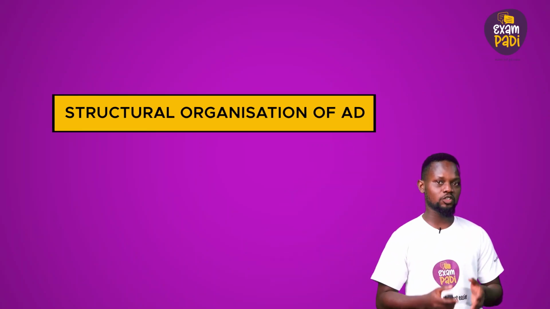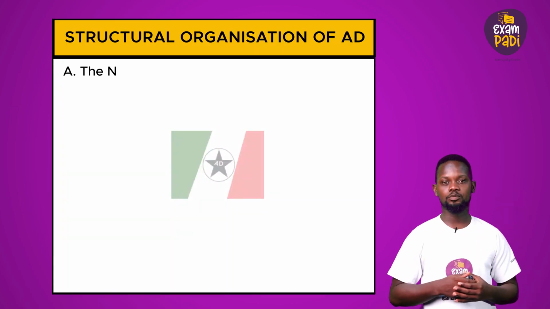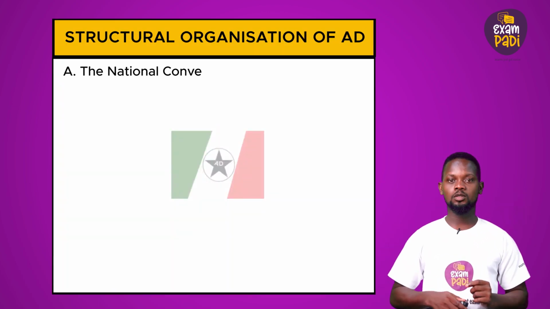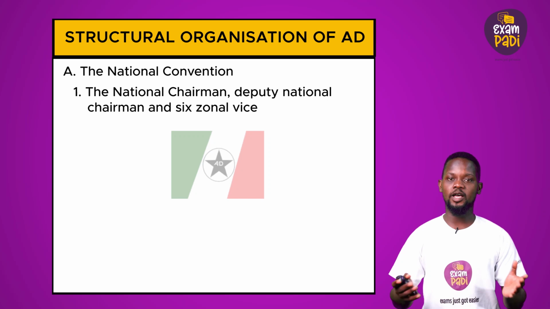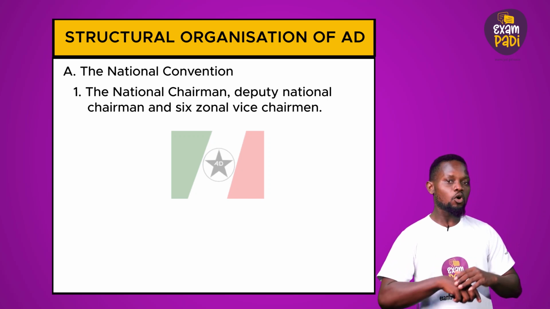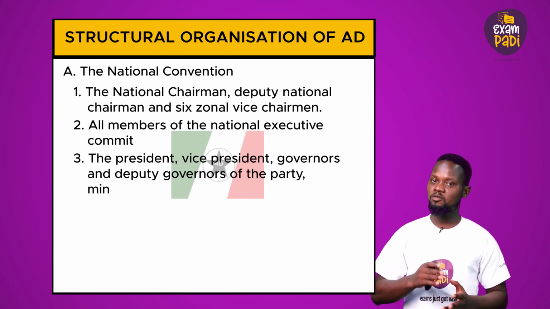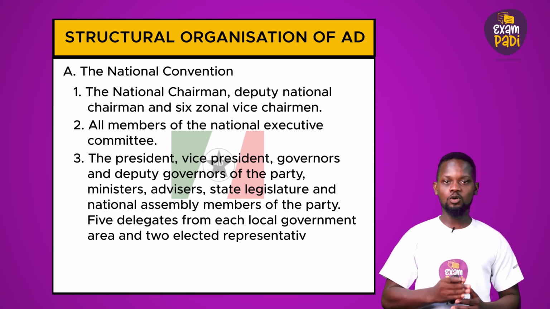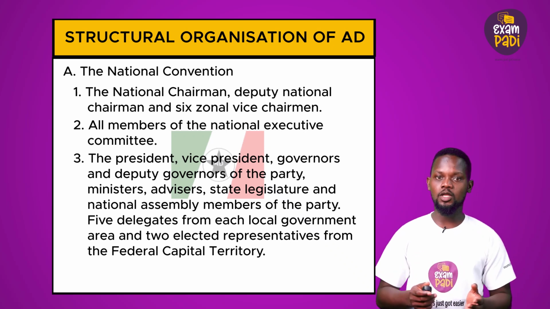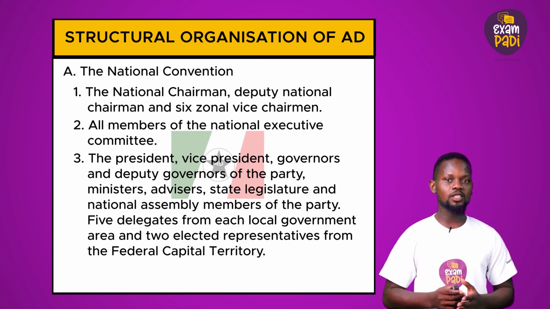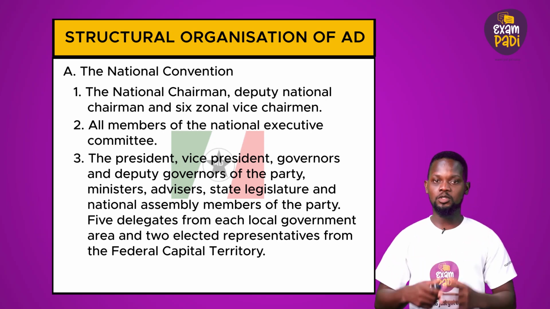Let's look into the organizational structure of the Alliance for Democracy. A. The National Convention. Under the National Convention, we have number 1, the National Chairman, Deputy National Chairman, and 6 Zonal Vice Chairmen. Number 2, all members of the National Executive Committee. Number 3, the President, Vice Presidents, Governors, and Deputy Governors of the party, Ministers, Advisors, State Legislature, and National Assembly members of the party, 5 delegates from each local government area, and 2 elected representatives from the Federal Capital Territory.